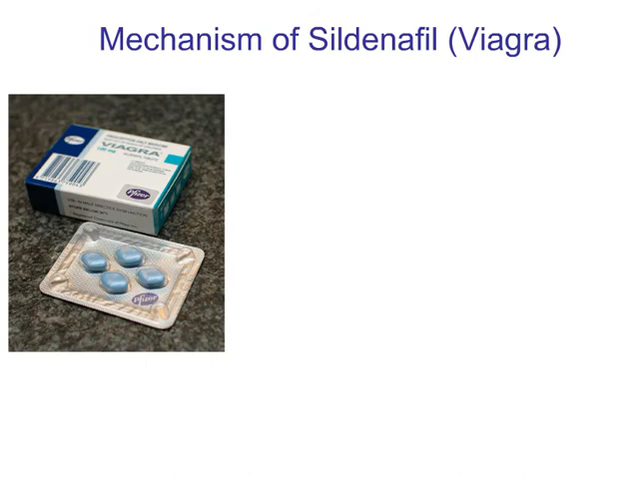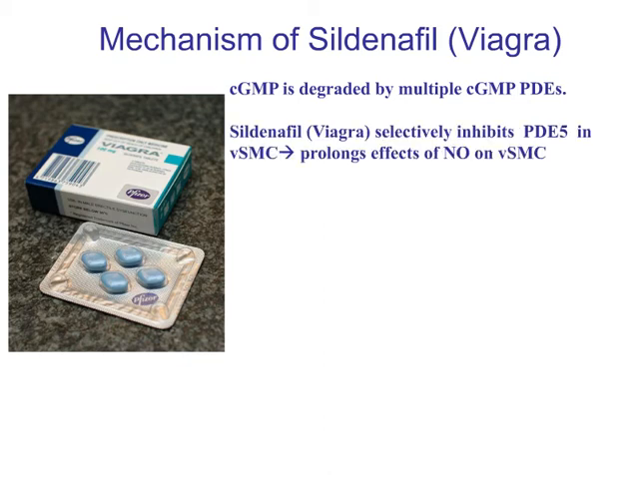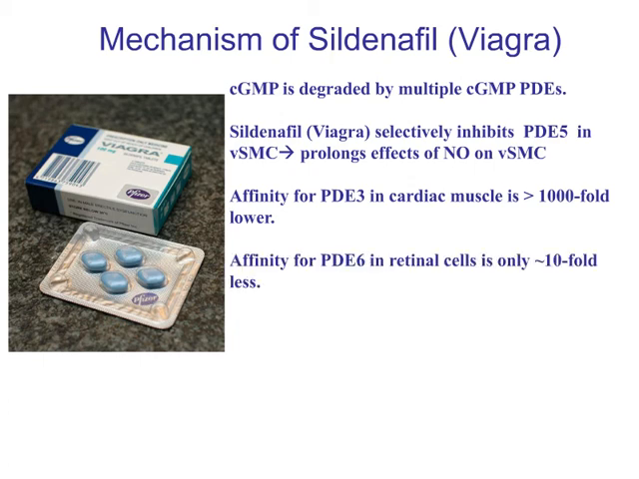Cyclic GMP is degraded by cyclic GMP phosphodiesterases, of which there are multiple isoforms expressed in a cell and tissue-specific manner. Viagra, Cialis, and Levitra function by selectively inhibiting the type 5 phosphodiesterase expressed by vascular smooth muscle cells. Since these erectile dysfunction drugs are over 1,000-fold more selective for PDE5 than for the PDE3 isoform expressed in cardiac muscle, they are generally considered safe.